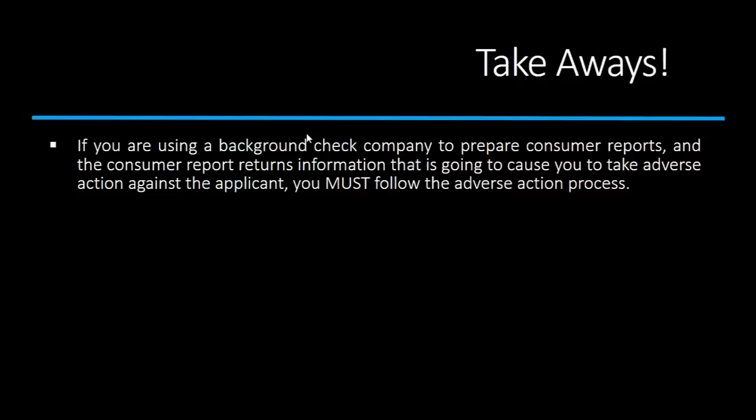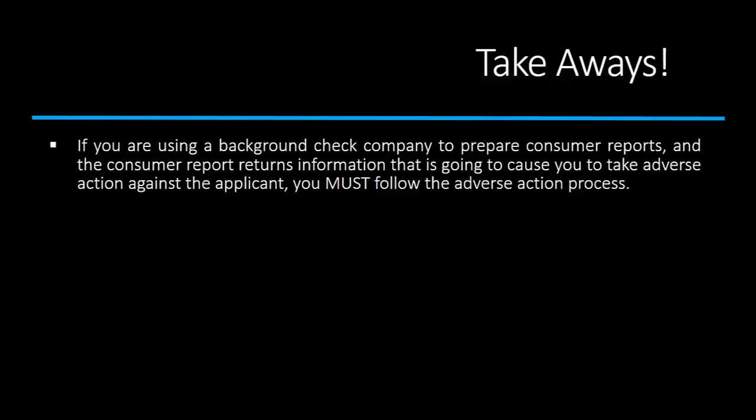All right, so starting to wrap down just a little bit. I always like to do some takeaways just because I think it's really important to wrap a lot of what we're talking about down into some really concise thoughts, right? And so I've got 4 takeaways here that we're going to burn through. First of all, one of the most important takeaways is that if you're using a background check company or other consumer reporting agency to prepare consumer reports, and the consumer report returns information that is going to cause you to take adverse action, you must follow the adverse action process. There is just simply no way around it.